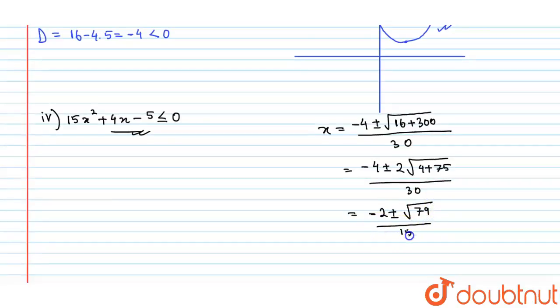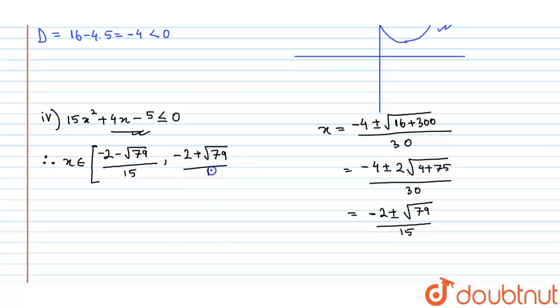divided by 15. So we can clearly say that x lies in a closed interval, since there is an equality sign. So the closed interval is from minus 2 minus square root 79 divided by 15 to minus 2 plus square root 79 divided by 15. So this is our algebraic solution.